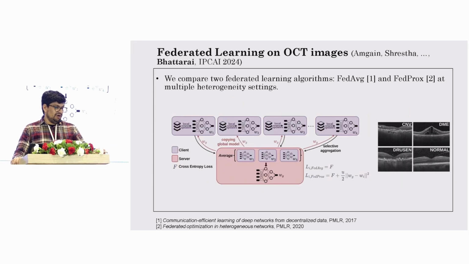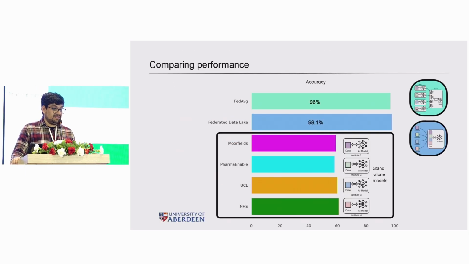In this case, we employed our novel technique, and I'm not going into the details again, and training in a federated manner actually helped us get very good performance. FedAvg is the baseline technique, and centralized means if you had the chance to bring all the data to a center and train a model, okay? The others, Moorfields and Pharma Enable, mean the performance of a model trained on their own data only, okay? So we can clearly see the performance gap.